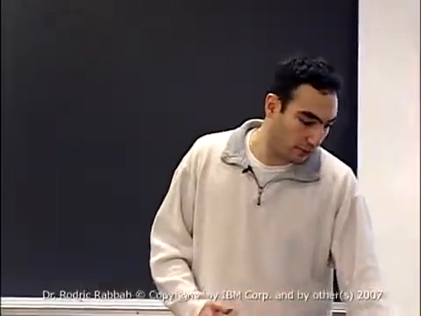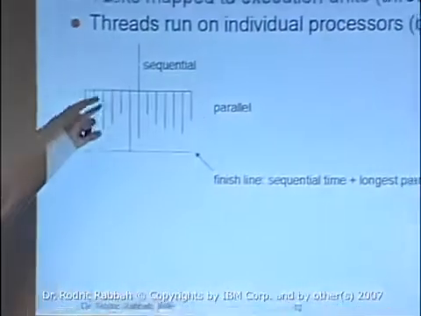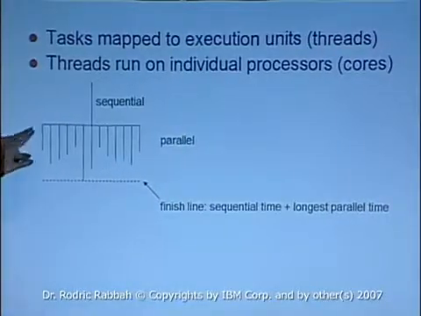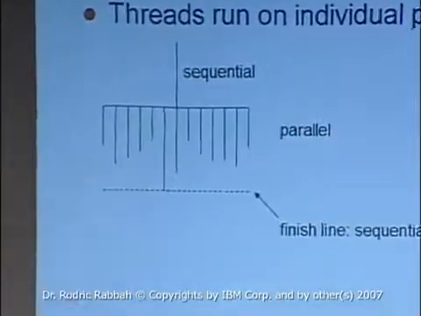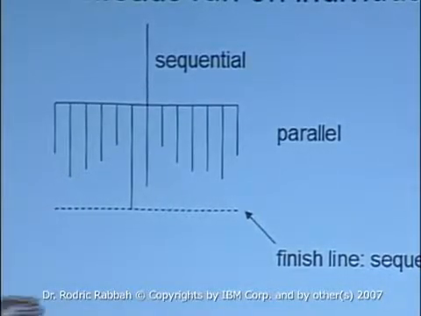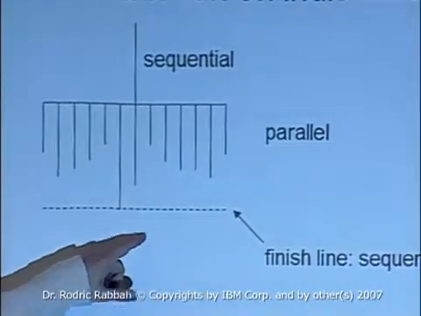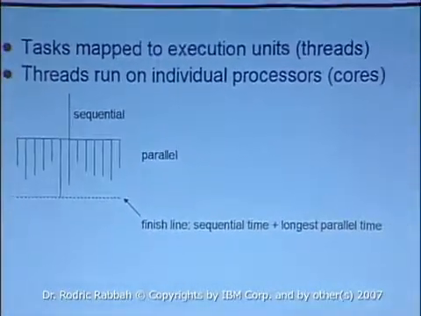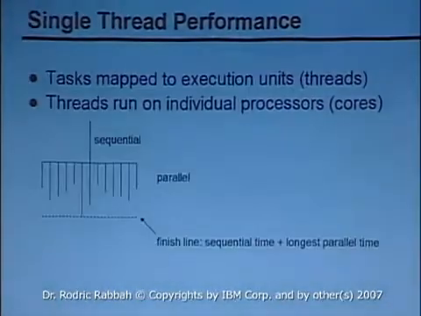So that's single-thread performance. If you look at a timeline, here you have sequential code going on. Then we hit some parallel part of the computation, and we have multiple executions going on. Each one of these is a thread of execution. And really, my finish line depends on who's the longest thread, who's the slowest one to complete. And that's going to essentially control my speedup.